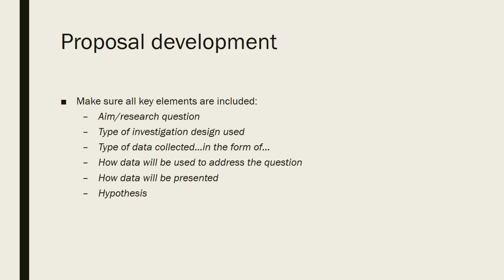These are the key elements of the proposal. You need to clearly state your research question and the aim of the investigation. Then you need to describe the type of investigation design used, so whether it was an experimental, quantitative, observational or qualitative design, and the type of data that's been collected, as well as how that data was collected.